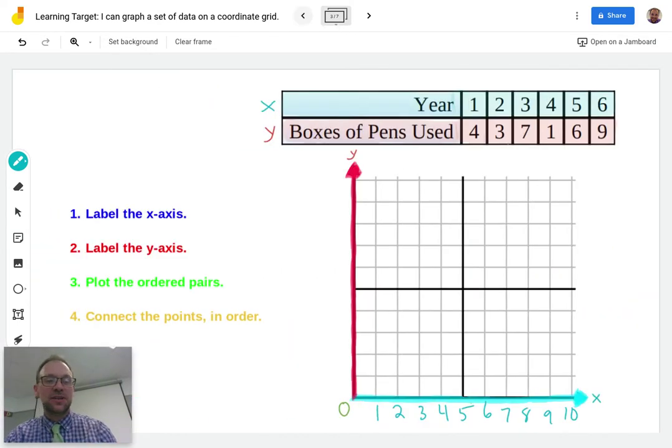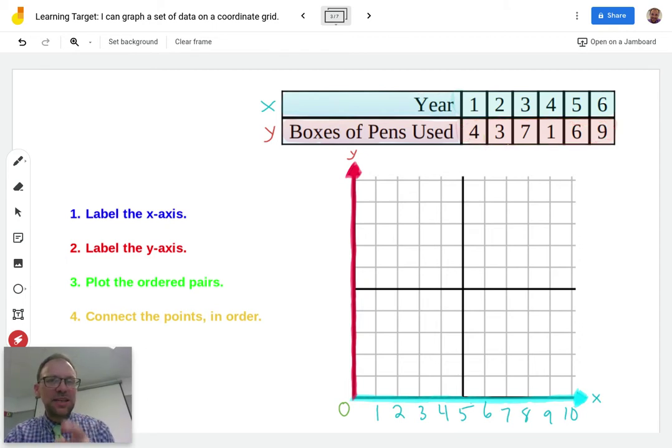Let's take a look at the second step. Next, we have to label the y-axis. That is the data that's here in this pink row. In this case, it's the number of boxes of pens used per year. And the data we see here is also in single digits.